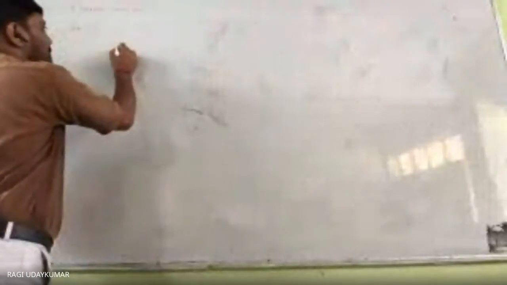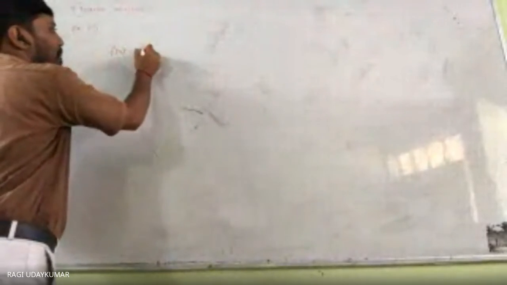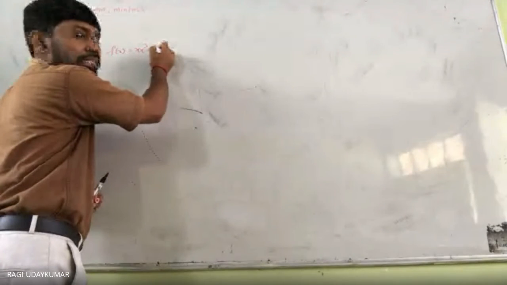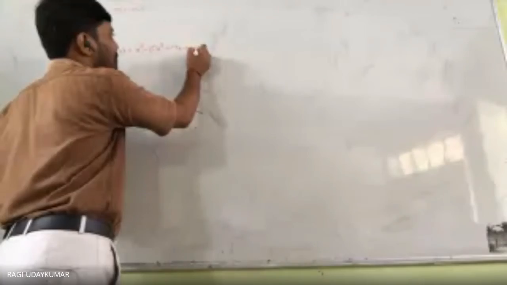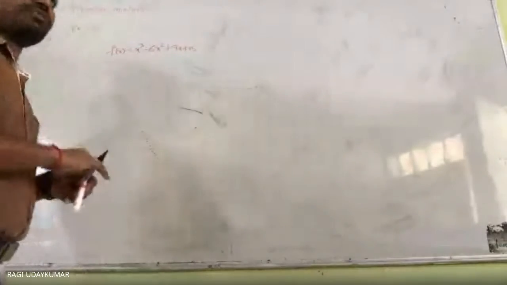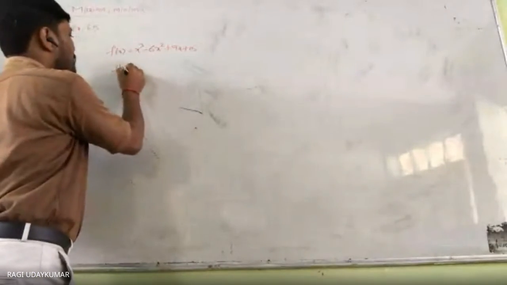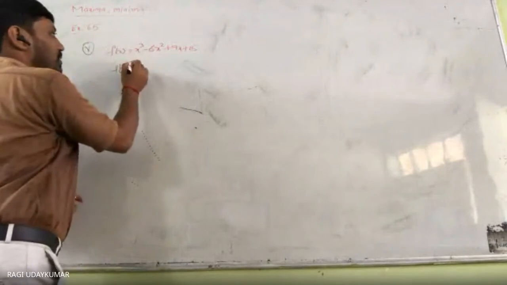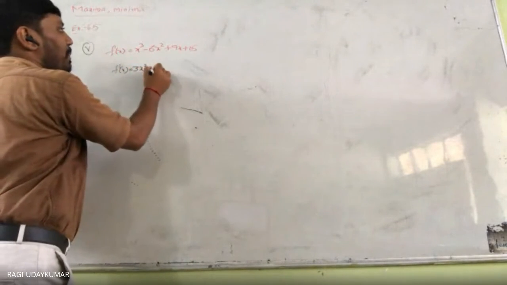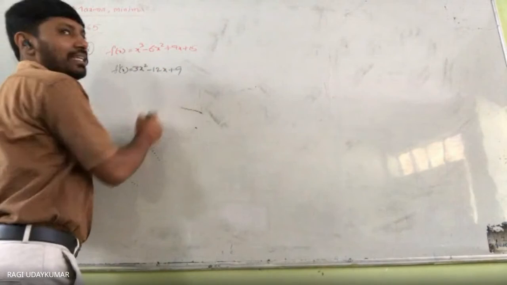So what is the question given? Simple question. f of x is equal to x cube minus 6x square plus 9x plus 50. First find out f dash of x. f dash of x is equal to, this is the fifth problem, 3x square minus 12x plus 9.